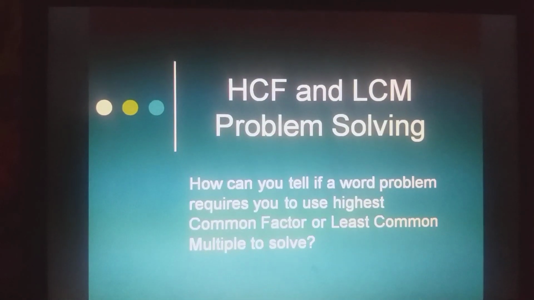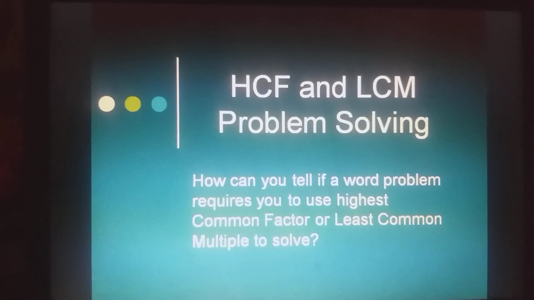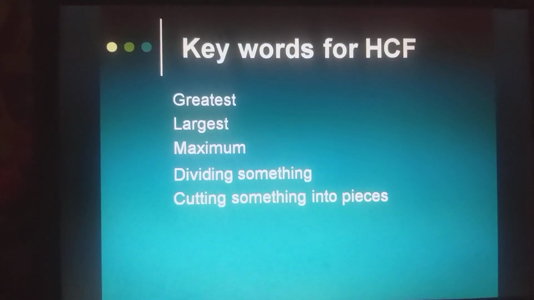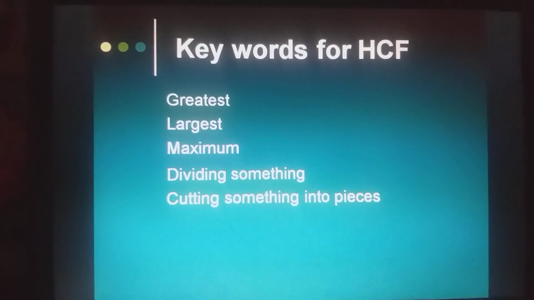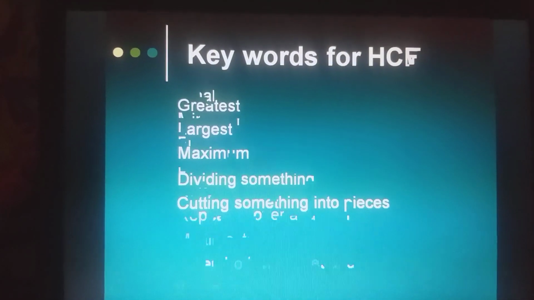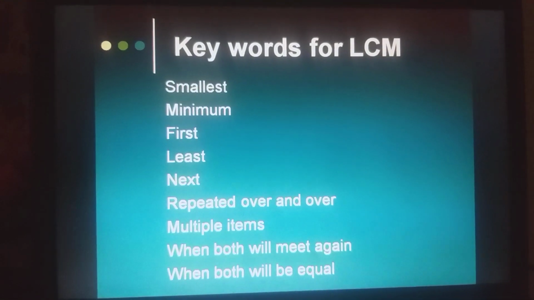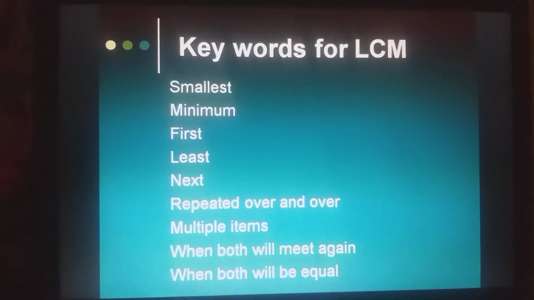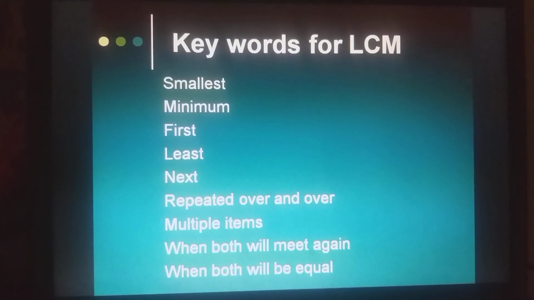By this method, you will be knowing in which problem you need to calculate HCF and in which problem you need to calculate LCM. The keywords for HCF are greatest, largest, maximum, dividing something, cutting something into pieces. Keywords for LCM: smallest, minimum, first, least, next, repeated over and over, multiple items, when both will meet again, and when both will be equal.